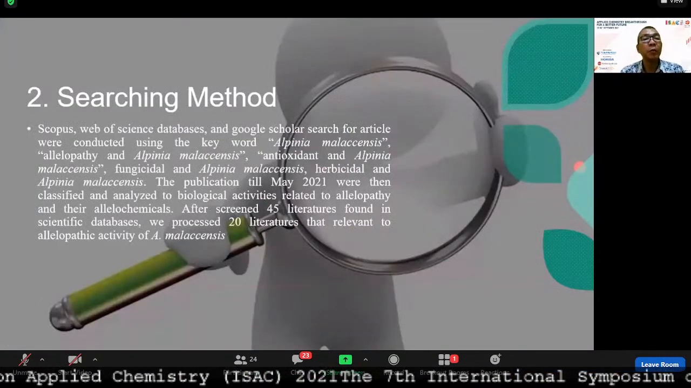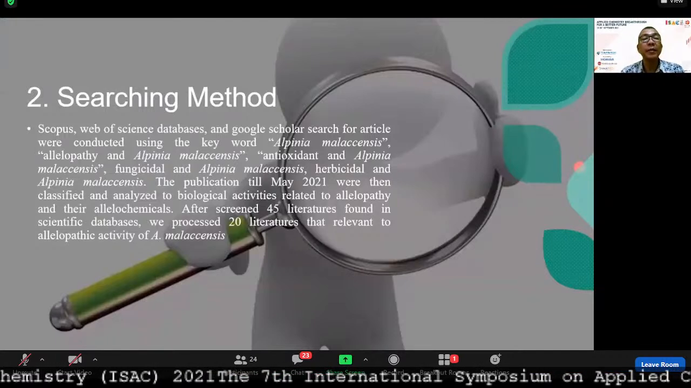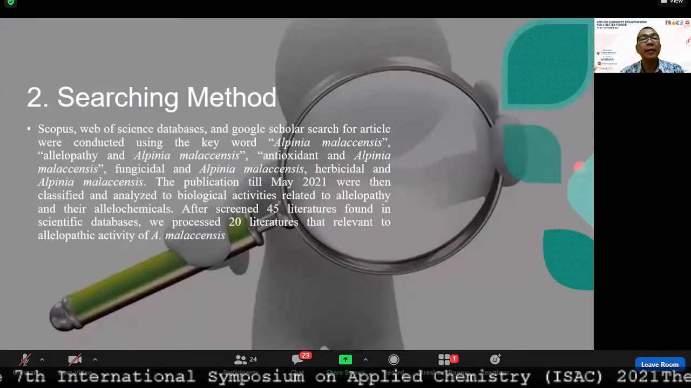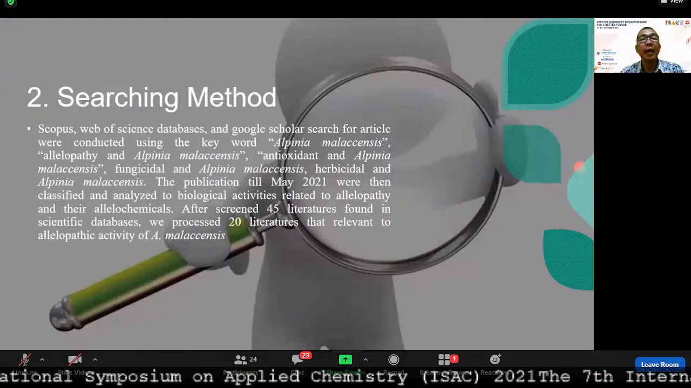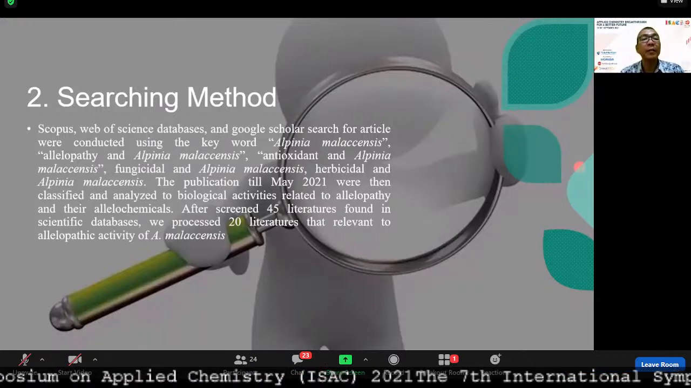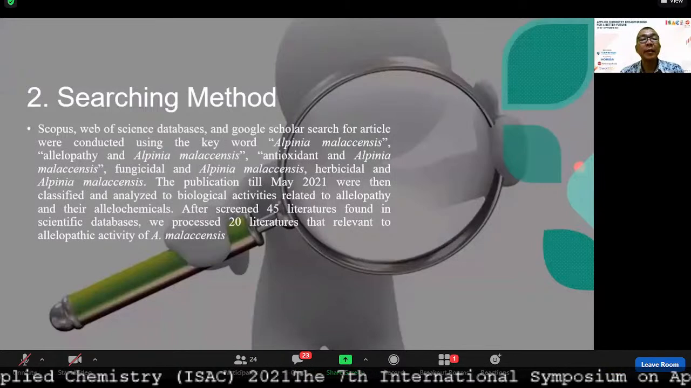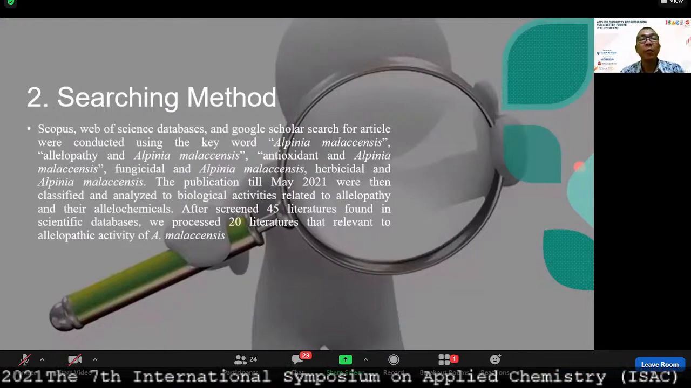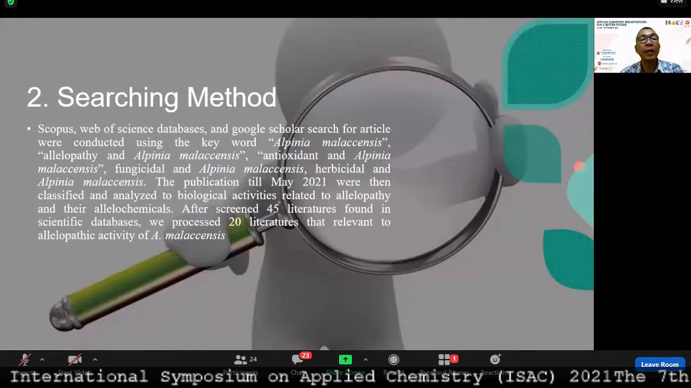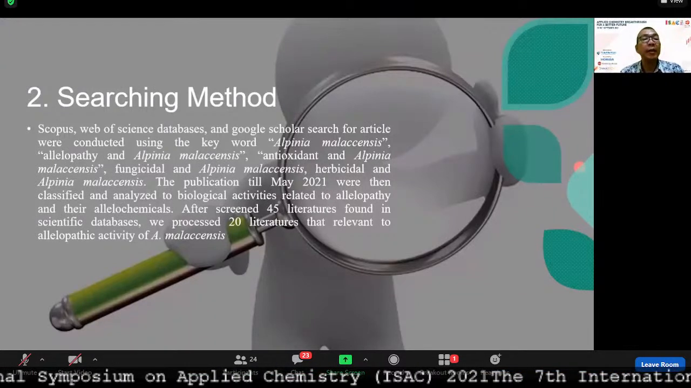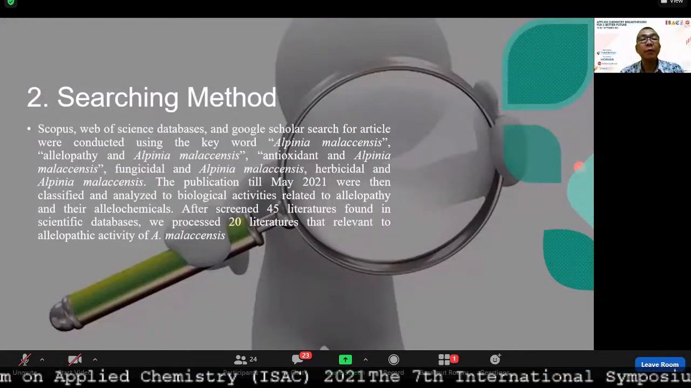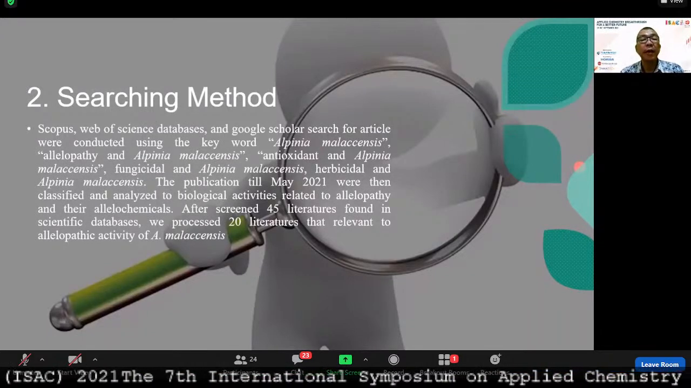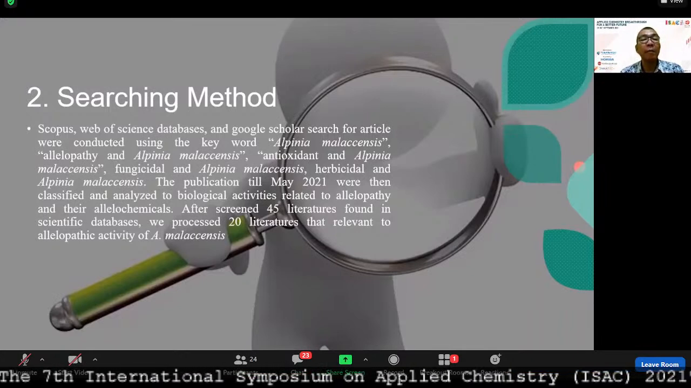For the search method, the Scopus, Web of Science, and ScienceDirect databases and Google Scholar were searched for articles using the keywords Alpinia malaccensis, allelopathy, and Alpinia malaccensis antioxidant, fungicidal, and herbicidal. Publications up to May 2021 were then classified and analyzed for biological activities related to allelopathy and allelochemicals. After screening, 45 literatures found in scientific databases, 20 literatures were relevant to the allelopathic activity of A. malaccensis.